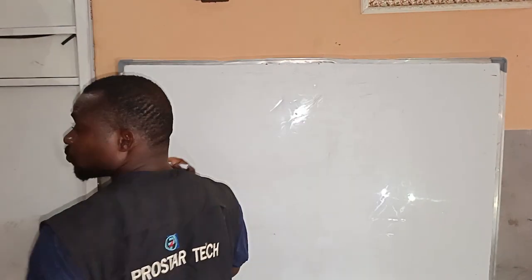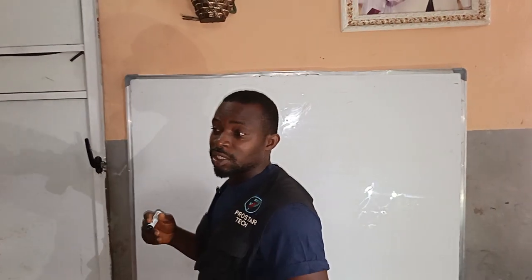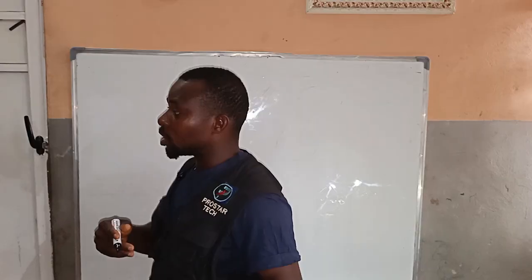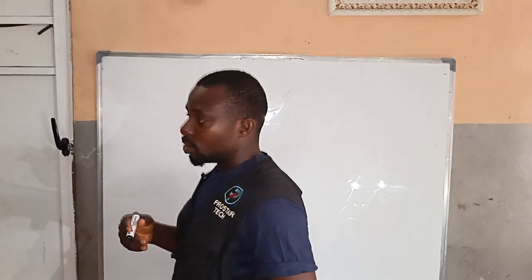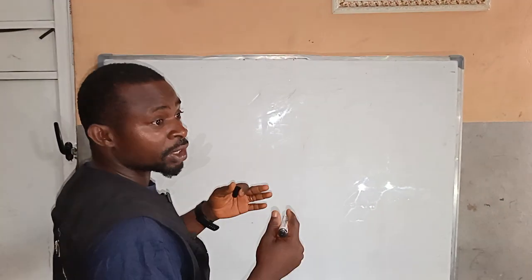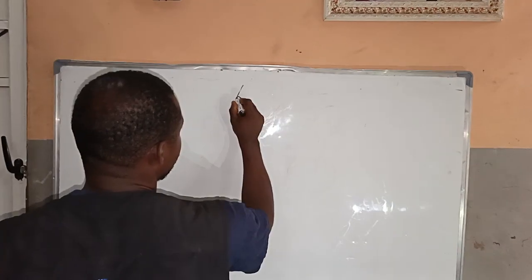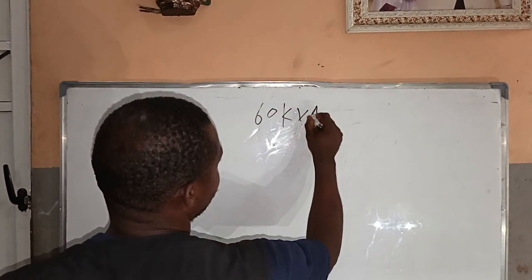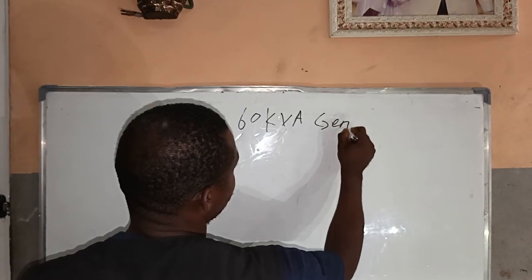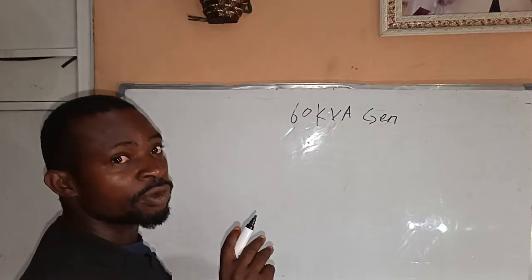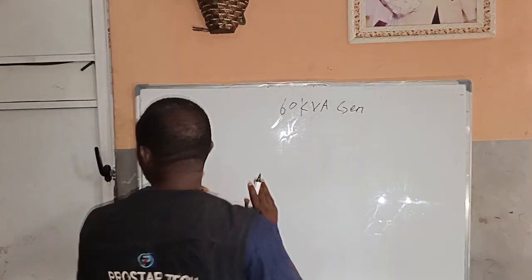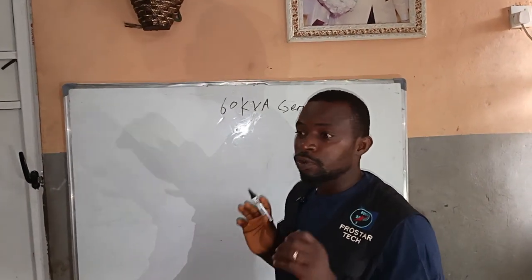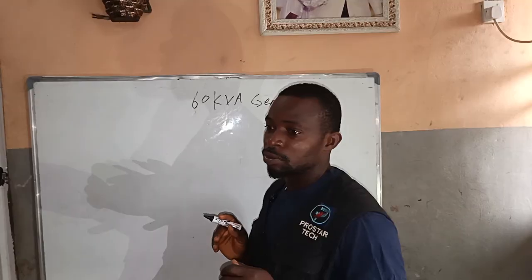You need to also factor in the load at the same time during charging, and also another load that the generator will pick. You have to put it into factors. So let's assume a 60 kVA generator. For you to know the amps of each phase, determine the voltage of your generator.